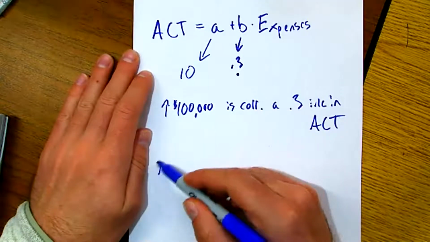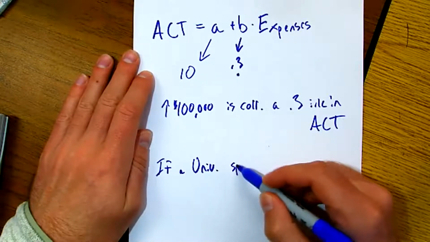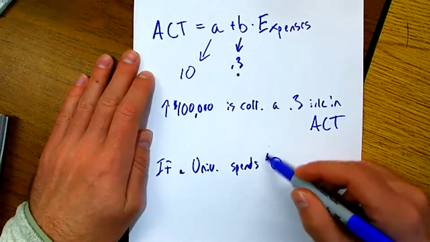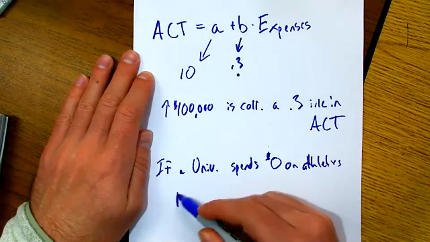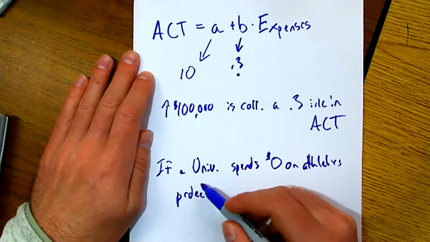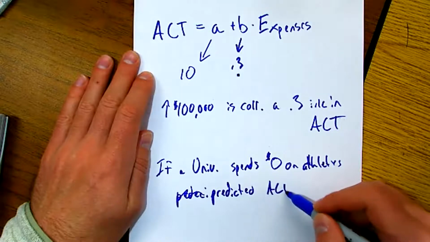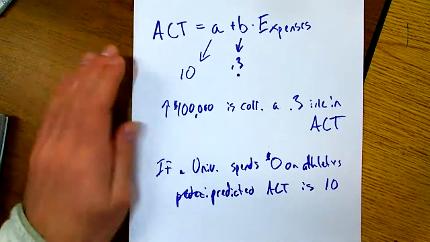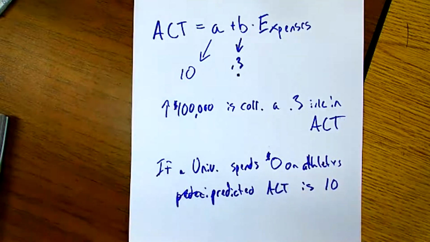So if a university spends $0 on athletics, predicted ACT is 10, right? And that might be super low. Well, yeah, that's because in practice, we don't see any university spend $0 on their athletic department. But that's still how we interpret the intercept, okay?